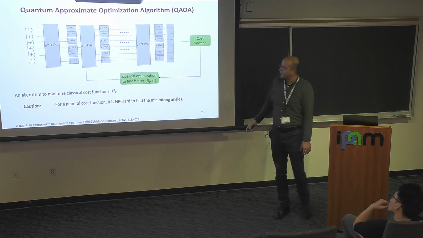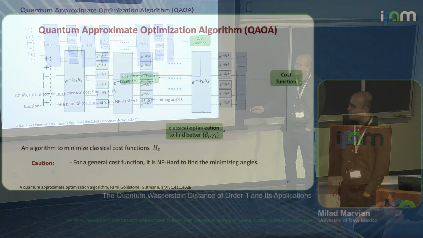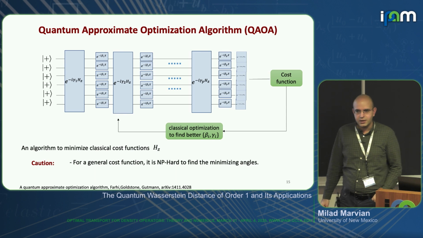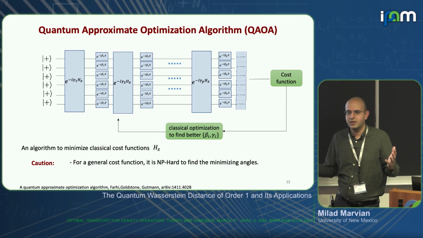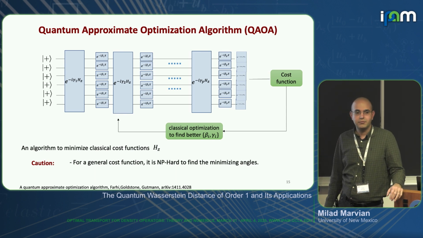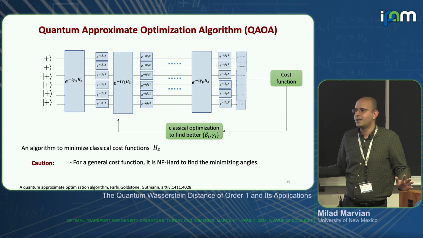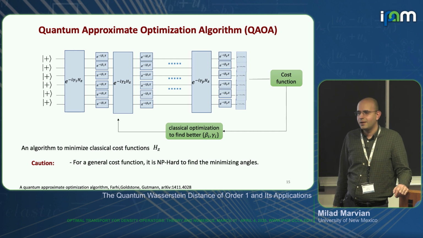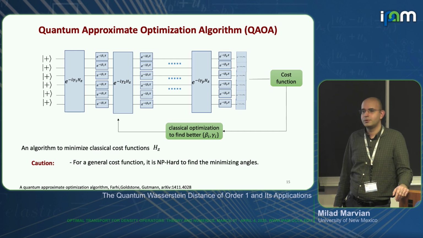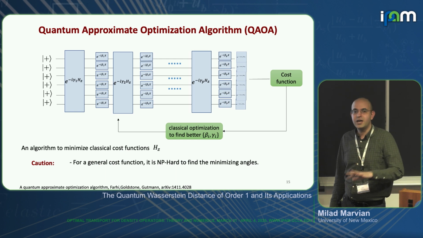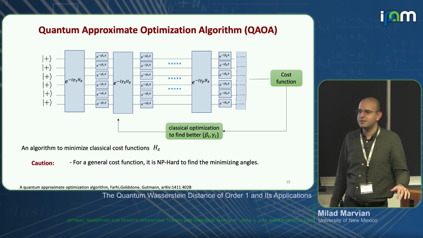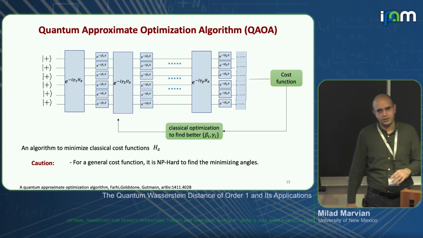I want to make it very clear that in general, doing this optimization is NP-hard for an arbitrary classical function, and we don't expect quantum algorithms to give us substantial improvement for NP-hard problems. Okay? We might hope that one finds a subclass of problems where quantum computers do better for optimization, and that's an active area of research.